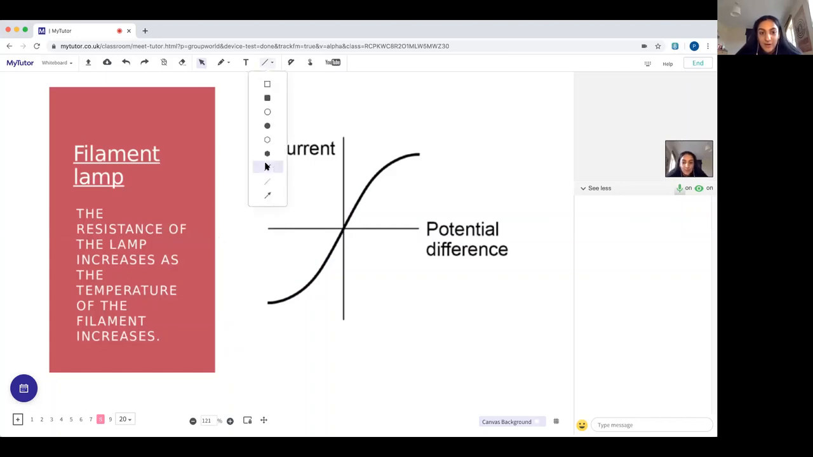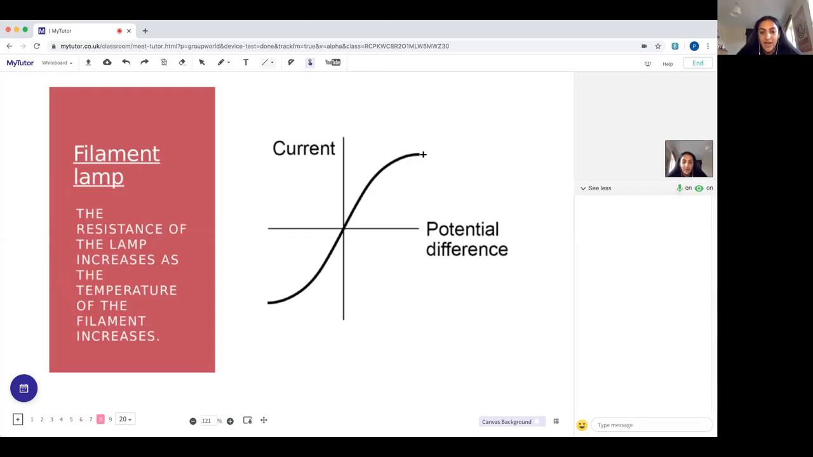If it were to follow Ohm's law, we would have a straight line going all the way through. That would be our perfect resistor, a nice straight line where current is proportional to potential difference, and resistance is constant. A perfect Ohm's law resistor. But we have a filament lamp, and resistance changes because of temperature. So it's really important to remember this rule, that the resistance of the lamp increases as the temperature of the bulb or the filament increases.